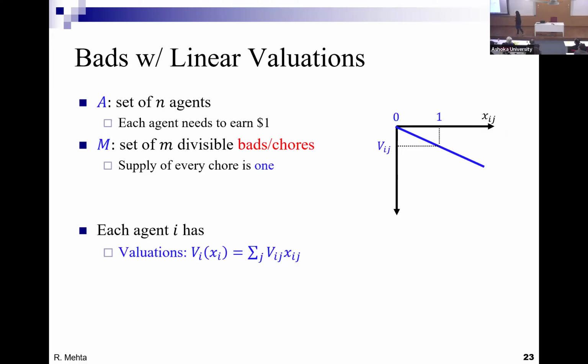And agents have valuations over the allocations of these chores. If x_ij is the allocation of chore j to agent i, then her value will be v_ij times x_ij. v_ij is per unit of allocation. Now remember, these are chores. The values are going to be negative. It's very difficult to work with negative numbers, so I'm going to convert into disutility values. Before, we tried to maximize the value. Now we'll be talking about minimizing the disutility.